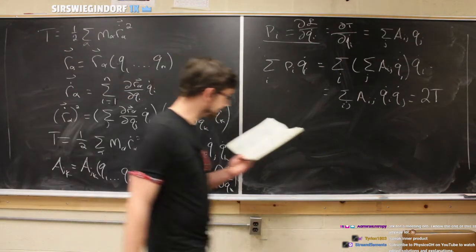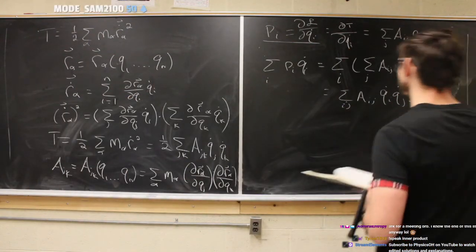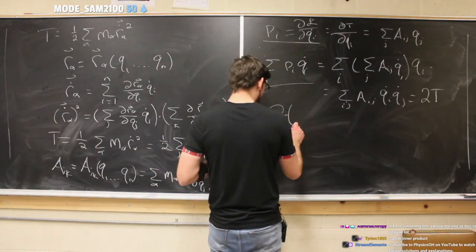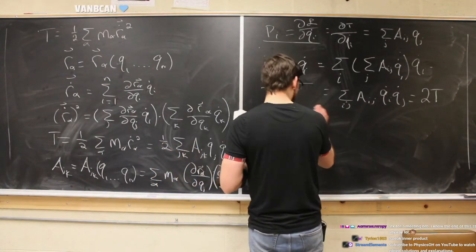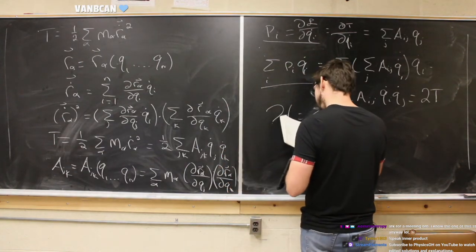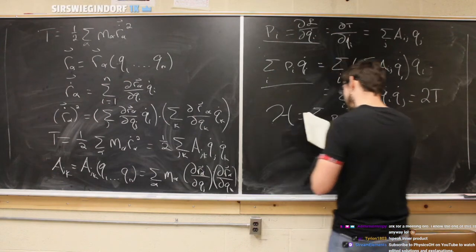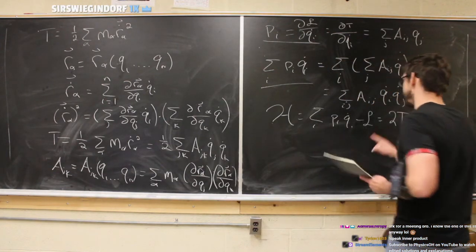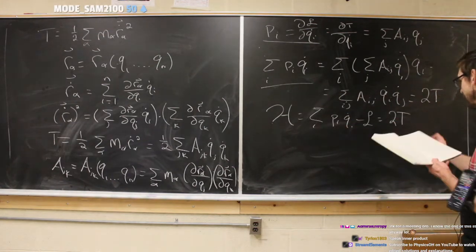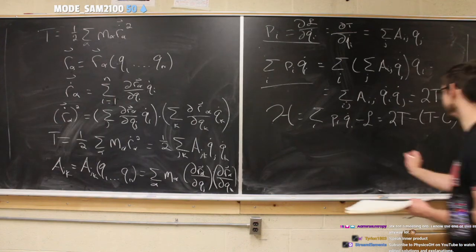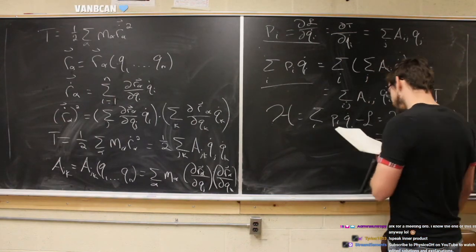Okay, so then, now we can plug this into our Hamiltonian. This is going to equal the sum over all of the i components for our p_i Q_i dot minus the Lagrangian. This is equal to 2T, because we get 2T from this summation right here, minus our Lagrangian, which is T minus U. Let's rewrite that. And what do we get?